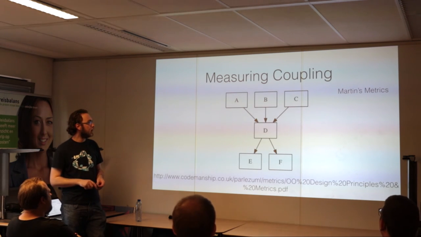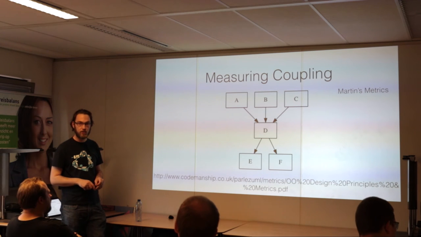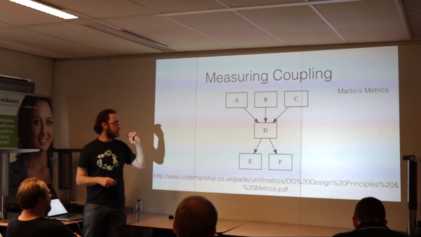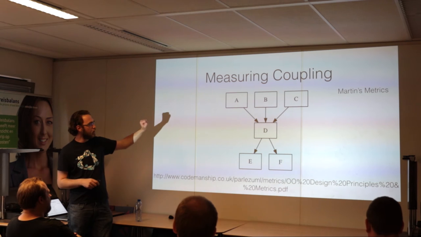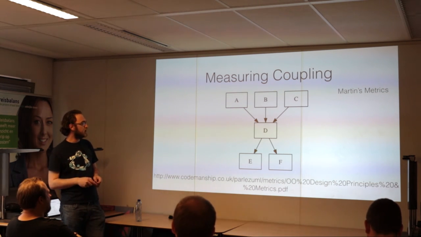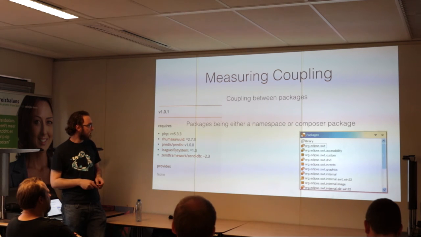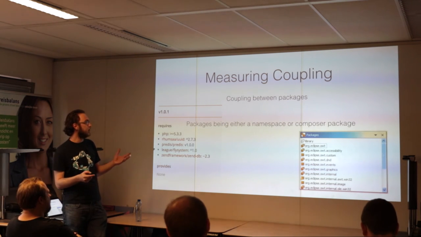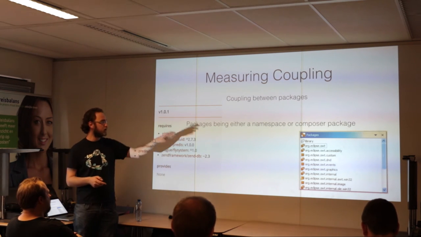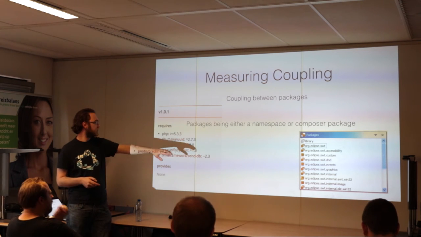So, there's one more thing I want to talk about, and that's measuring coupling. Matthias Noback also has a talk about this, and a book, by the way, and blog posts. It's actually: if I have this piece of code, how many things does it depend on, and how many things depend on that piece of code. So it's the coupling between packages, and packages being either a namespace or a Composer package. Traditionally, from the Java perspective, it's a namespace.